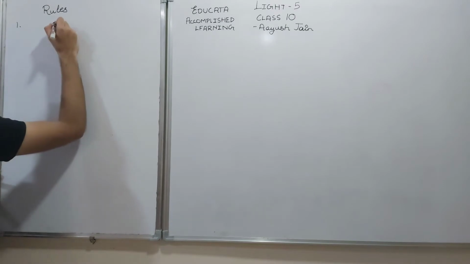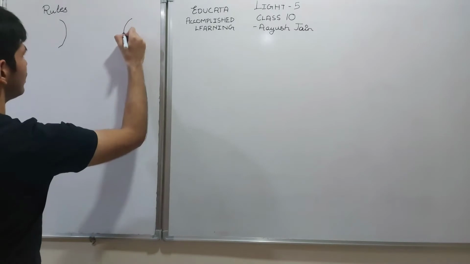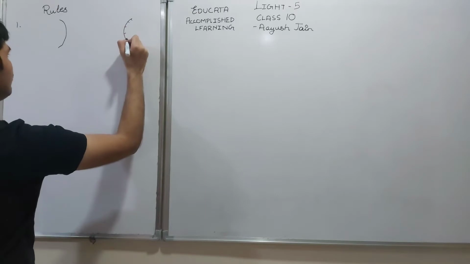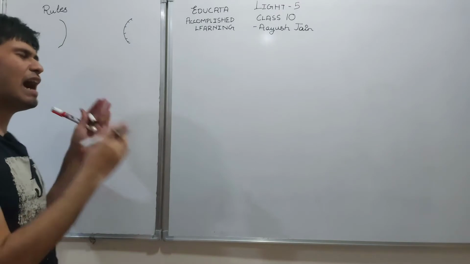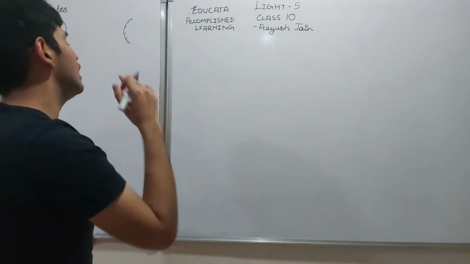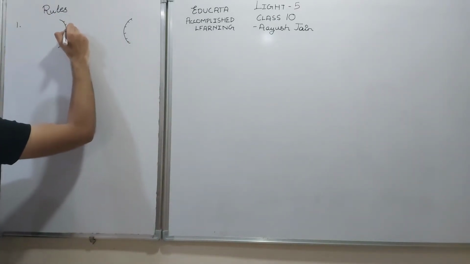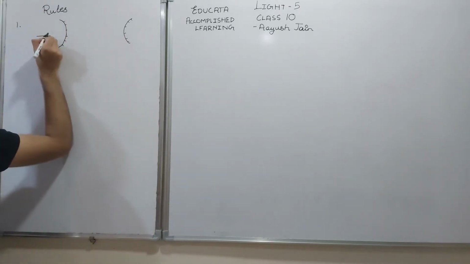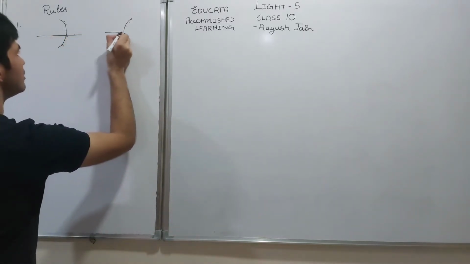So the first rule says that suppose this is a concave mirror, and suppose this is a convex mirror. And where we are keeping an object, we are always keeping the object on the left hand side. It may be on the right hand side also, but for convenience, we are always keeping it on the left hand side. Okay, so this is our mirror, this is a concave mirror, this is the convex mirror, and this is our principal axis, and in this case also this is our principal axis.